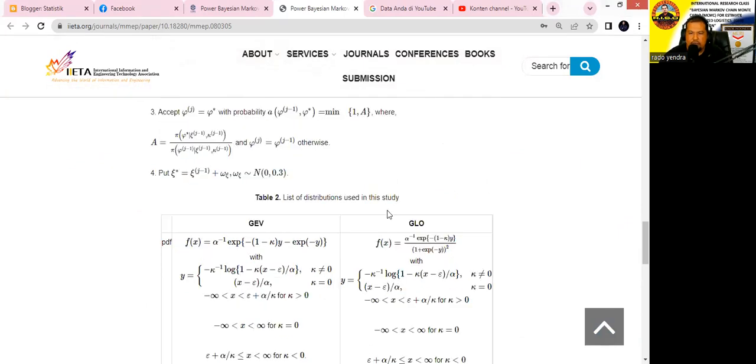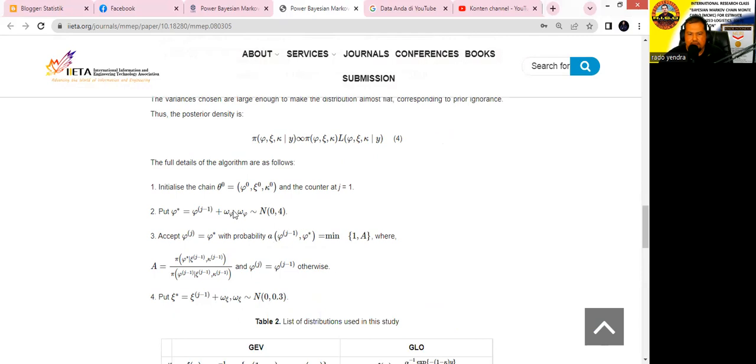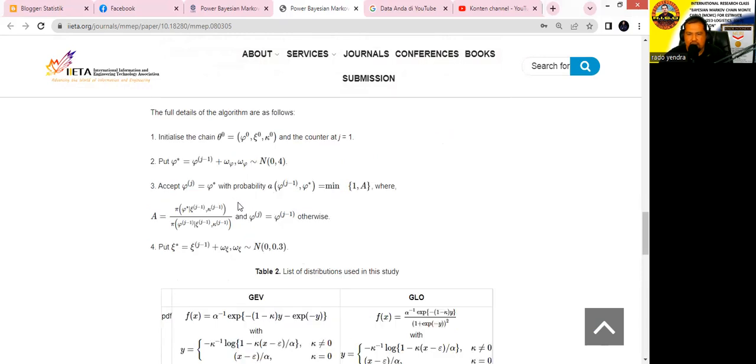Okay, and then we have discussed the algorithm to use the MCMC to estimate the parameter. We have the steps here. The first one, initialize the chain theta 0. Then we create the proposal theta star equal to theta g minus 1 plus omega, where omega is normal with parameters 0 and 4.